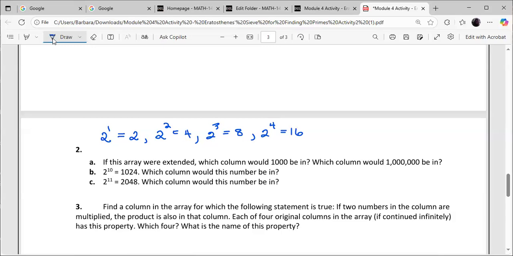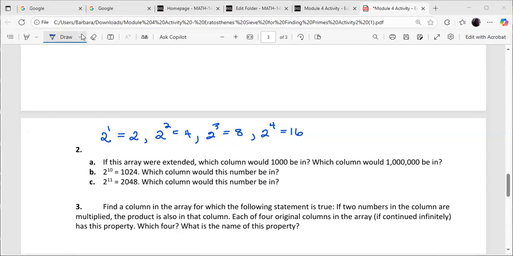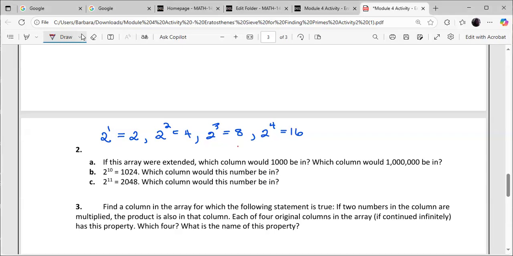2 to the first power equals 2, which is in column 2. 2 to the second power equals 4, which is in column 4. 2 to the third power equals 8, which is in the second column. But it's the eighth square. Is that what you mean? No, it's columns.